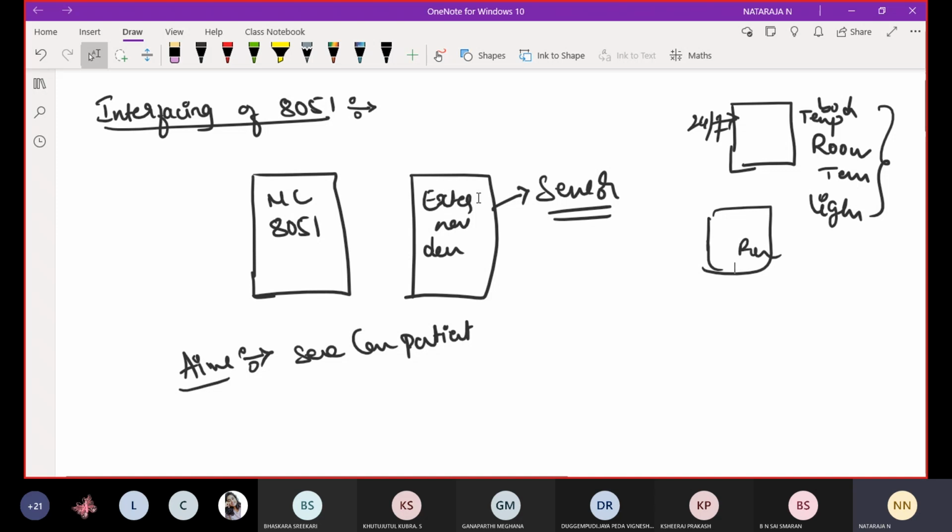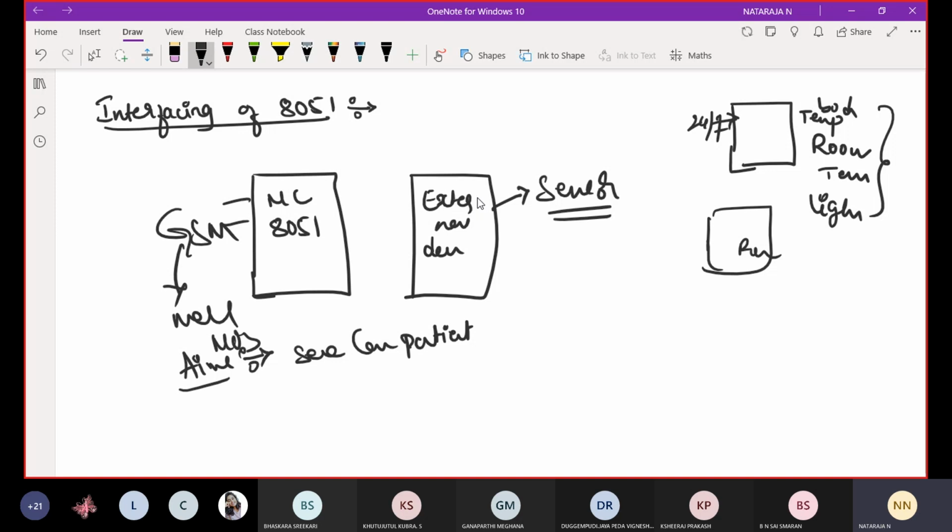Okay, so I am going to interface these devices: the temperature sensor, light sensor, and body temperature sensor, to the 8051. Then from the 8051, I am going to connect one GSM module. From that GSM module, I am going to get a message on my mobile. Like that, I am going to develop one project.